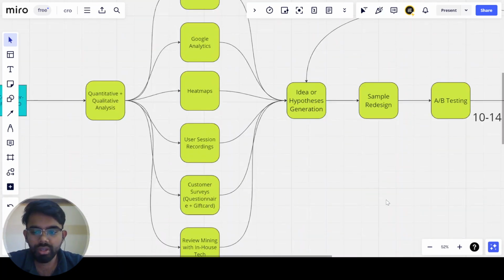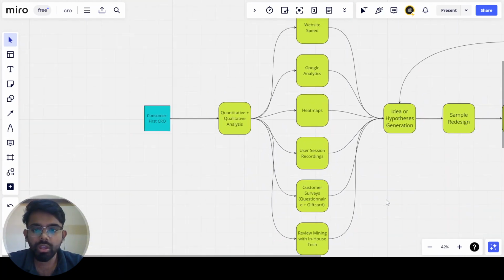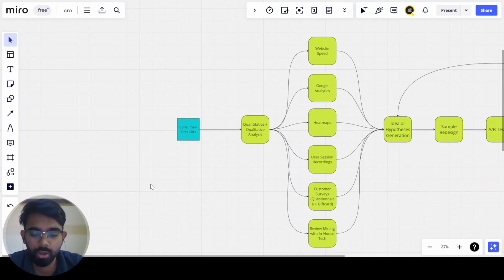And here's our roadmap, or how we do consumer first CRO. So first off, we start with a quantitative and qualitative analysis. We would be analyzing your website speed. What are the different factors that are affecting your website speed? Maybe you could reduce the size of the images, compress them. We could reduce the time of JavaScript execution, or if there are any extra or unnecessary third-party apps, we would remove them. And basically, we would help increase the speed of your website.